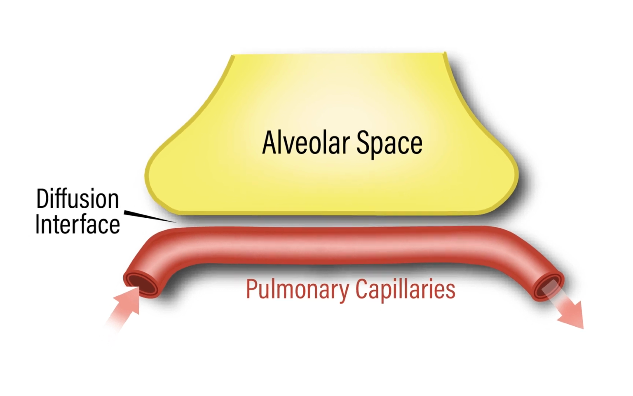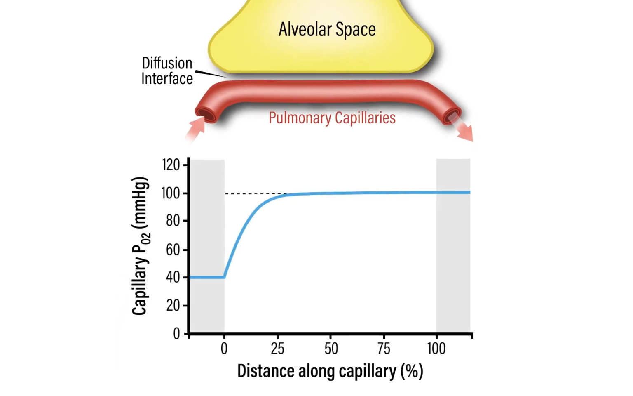Because of this feature, a useful way to represent gas exchange is to look at it as the relationship between the capillary partial pressures of the blood gases, oxygen and carbon dioxide, based on the distance at which the blood has traveled along the diffusion interface. So first, let's look at oxygen.